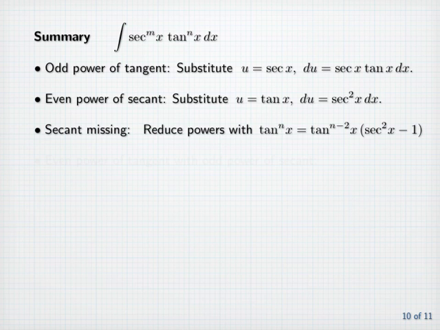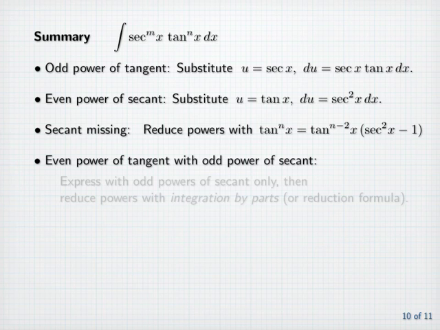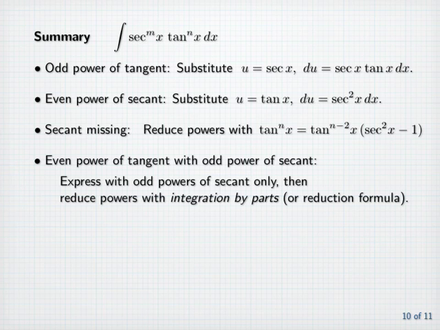If we have an even power of tangent with an odd power of secant, then we express with odd powers of secant only and then reduce powers with integration by parts, or a reduction formula that encapsulates one step of parts. We want to remember each of the following integrals.